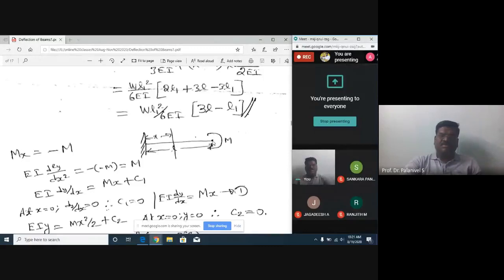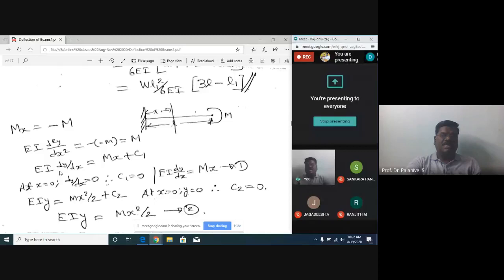In other words, just visualize: you put your hand at the point where I have put my cursor and rotate it in a clockwise direction. What happens? The beam tends to bend in a hogging manner, tension at the top. That's why it's a negative bending moment. So Mx is equal to minus M, right? Therefore, EI d squared y by dx squared is equal to minus of minus M, which is plus M. Therefore, integrating, EI dy by dx equals M into x. It's not M suffix x, it is M into x. Please remember.